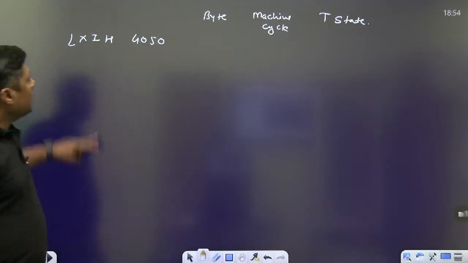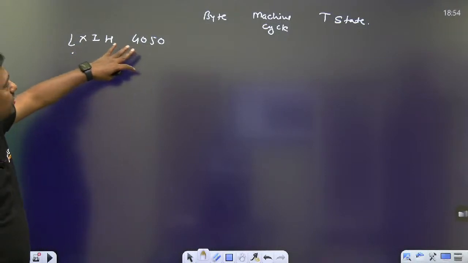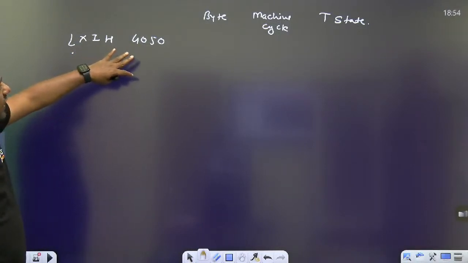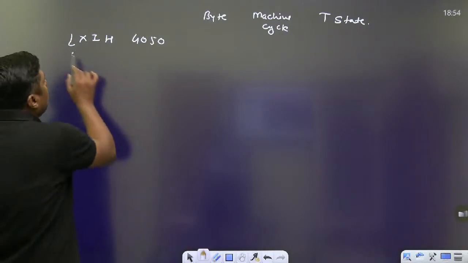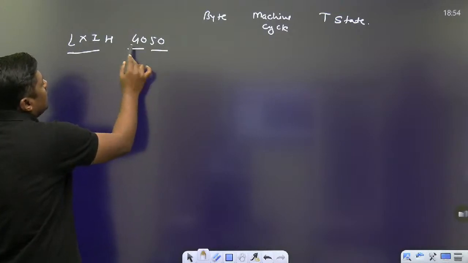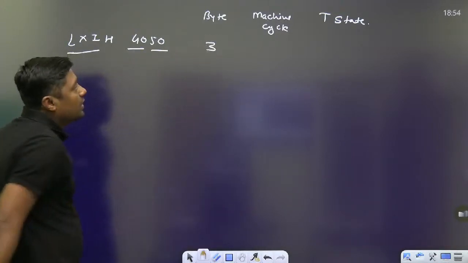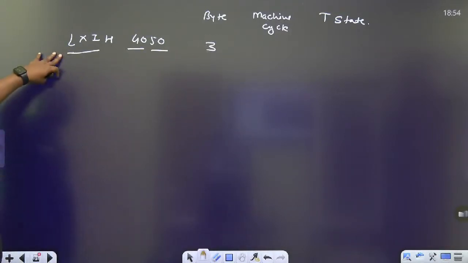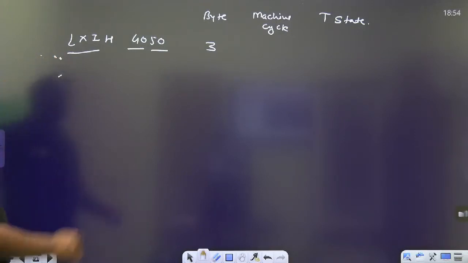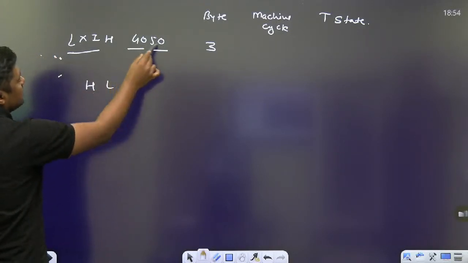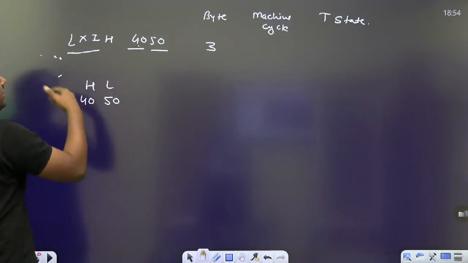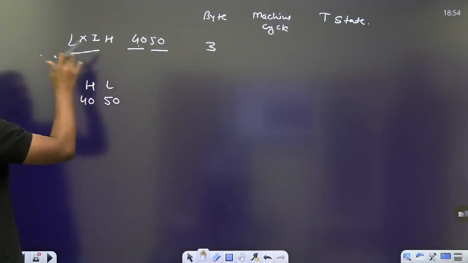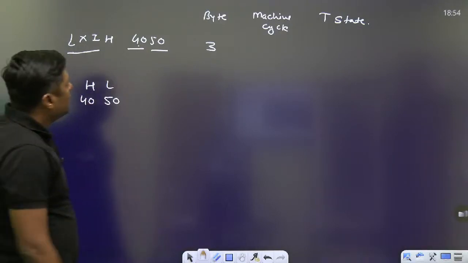Right. So LXI H 4050 means 4050. It is a 3 byte instruction because in memory it will consume 3 bytes. First of all, opcode fetch, lower order address, then higher order address. This is the 3 byte instruction. And what is the meaning of this? After this instruction, in the HL pair, 50 is stored in the lower order and 40 is stored in the higher order. Immediately we have to load the 16 bit data in the register pair.